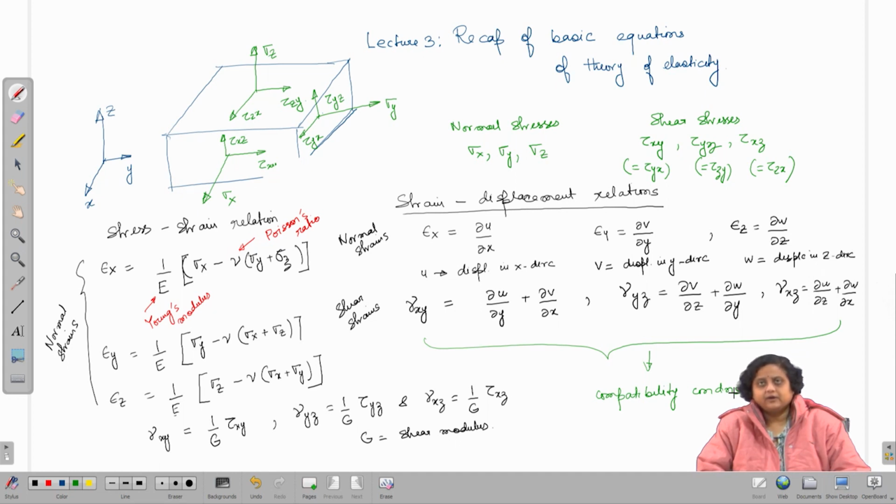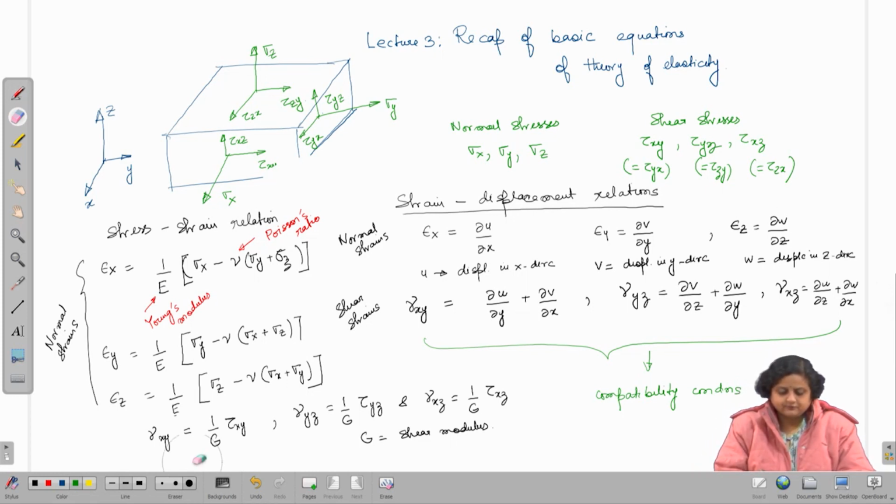One of the good textbooks is the textbook by Timoshenko, The Theory of Elasticity. That book I mostly follow, and it is a good book to follow to get a recap of the theory of elasticity. So, next we will be solving the problem of torsion of a shaft with circular cross section.